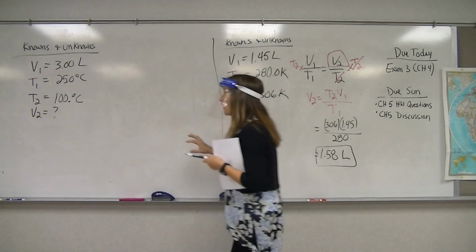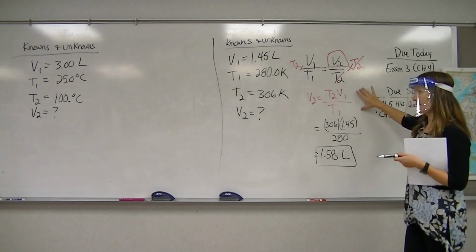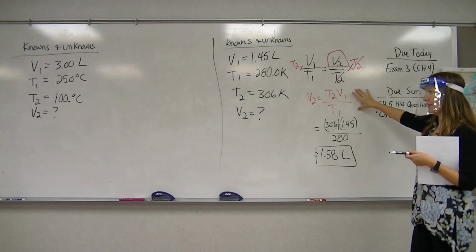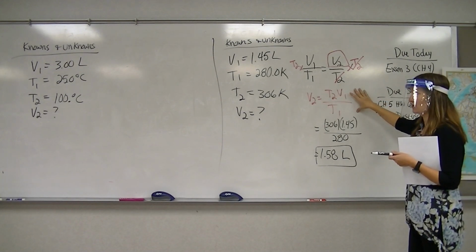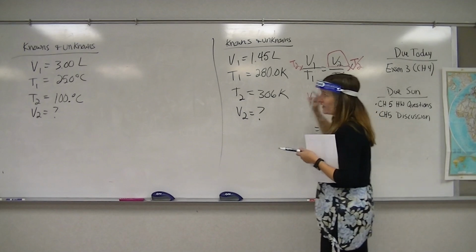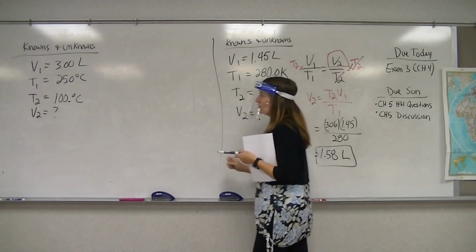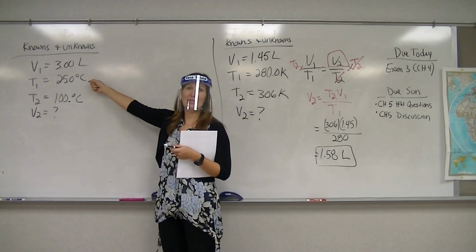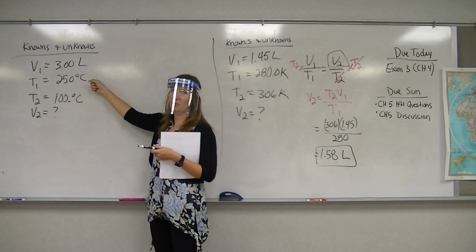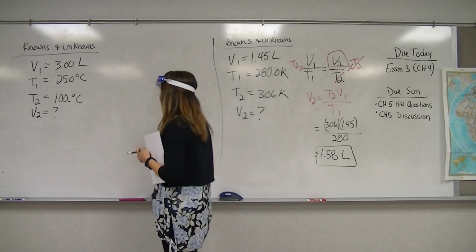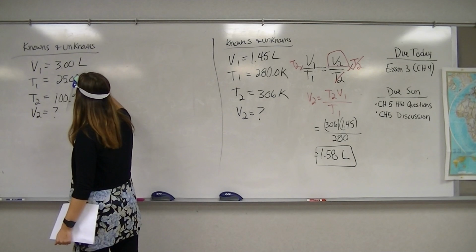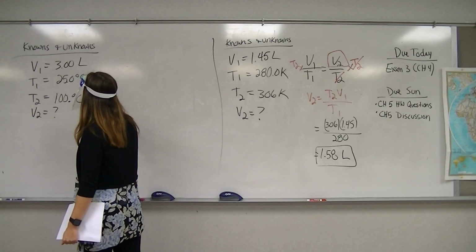Now notice I'm solving for V2, and I've done that already. I have the rearranged equation over here, so I'm just going to use this same rearranged equation. The difference with this problem, though, is my temperature is in Celsius. It needs to be in Kelvin in order to plug it into that equation. You can't leave it in Celsius. So I'm going to convert these by adding 273.